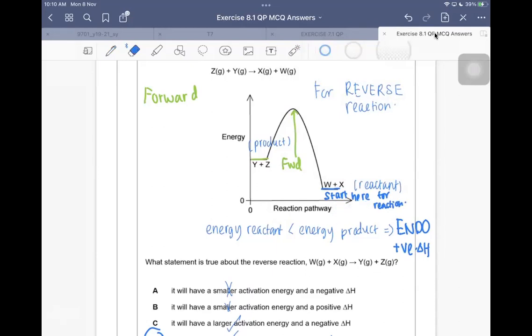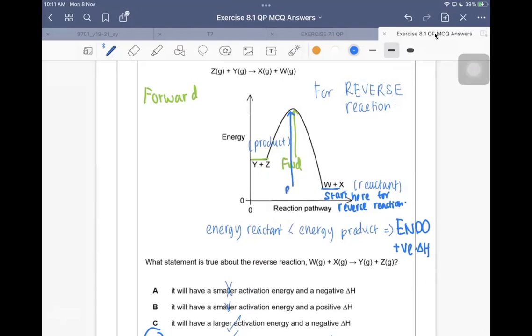At this point, you should already know how to identify your activation energy and enthalpy change from your graph of reaction pathway. Okay, so if I'm starting from W plus X, that means there is a minimum energy I need to overcome in order for the reaction to happen. So for my reverse reaction, the activation energy is this much.